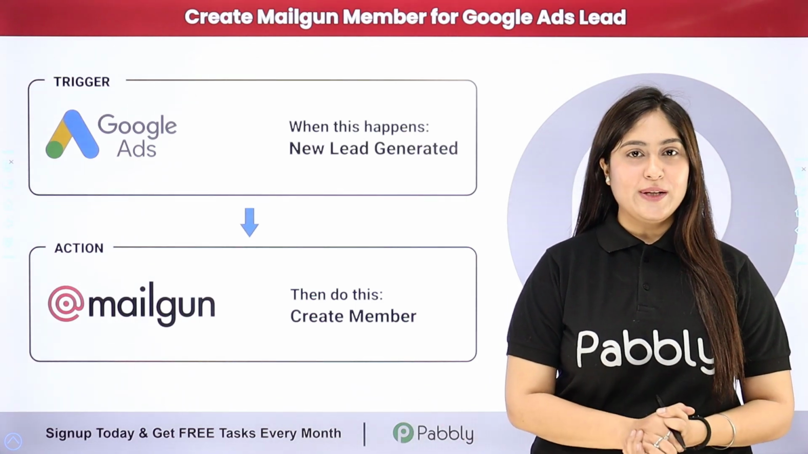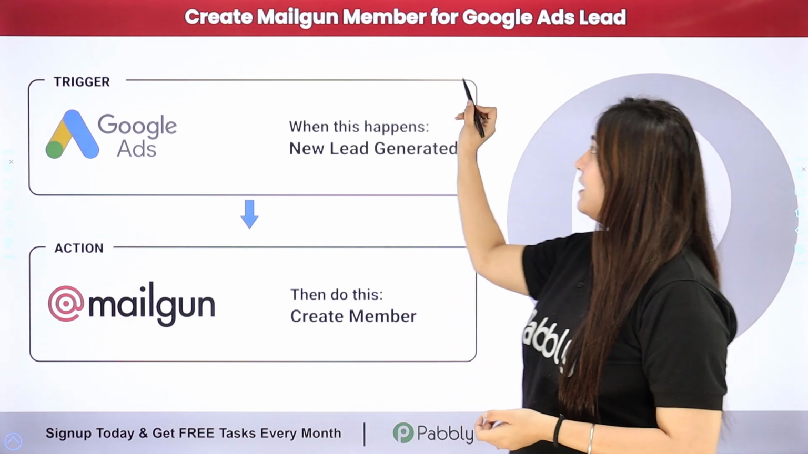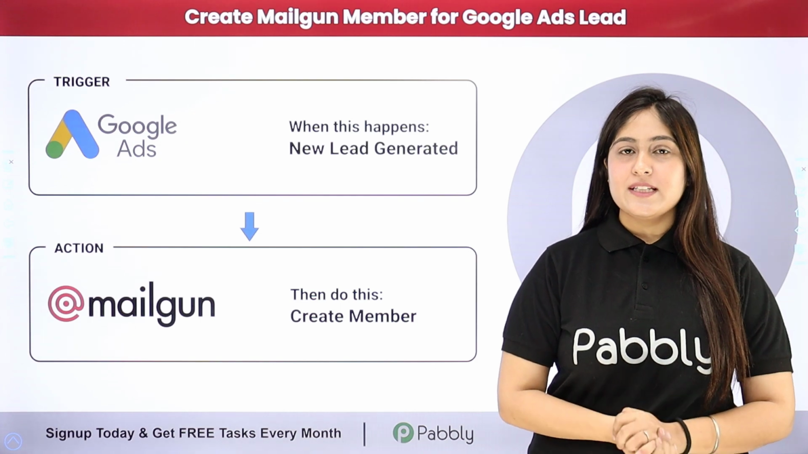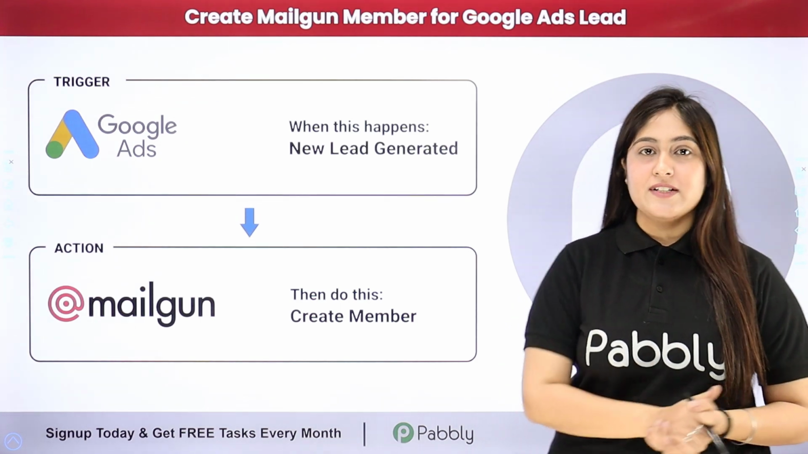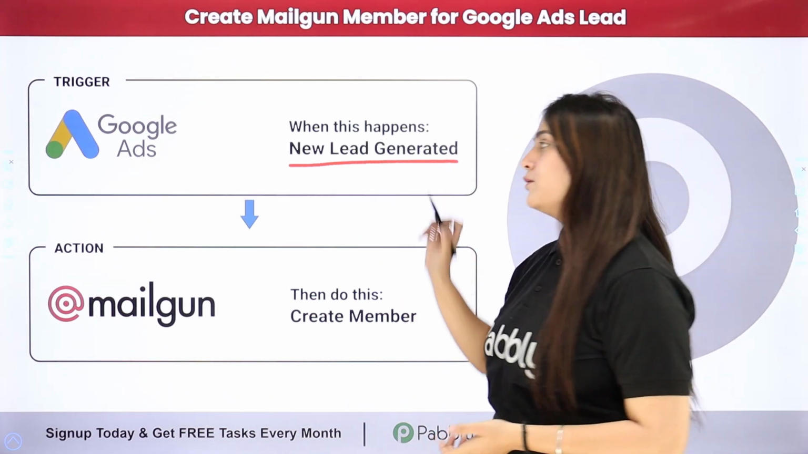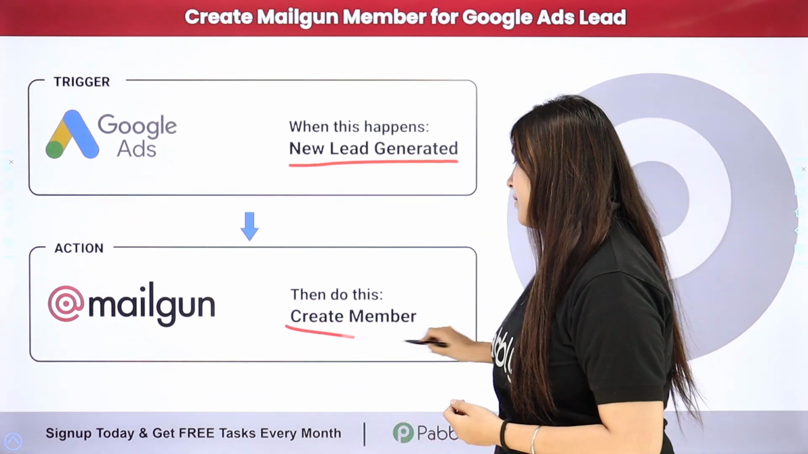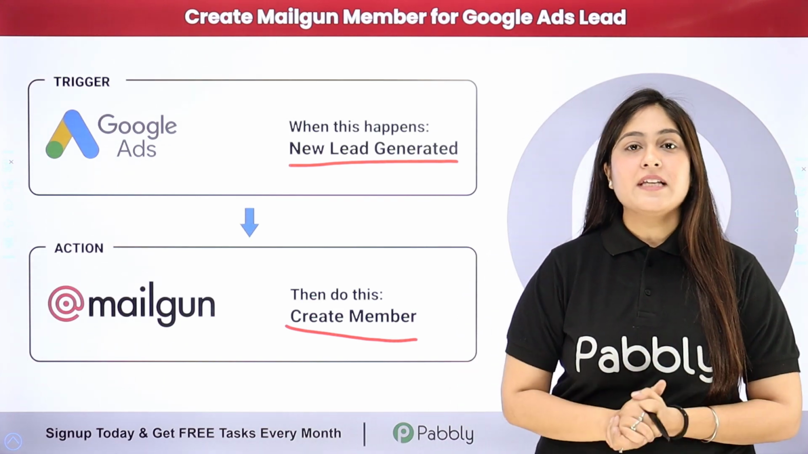In this video, we are going to understand how to create a Mailgun member for a Google Ads lead. So I'm running Google Ads to generate new leads for my business, and here my objective is that whenever I receive a new lead through Google Ads, the lead received should automatically be created as a new member in my Mailgun account under a specific email list.